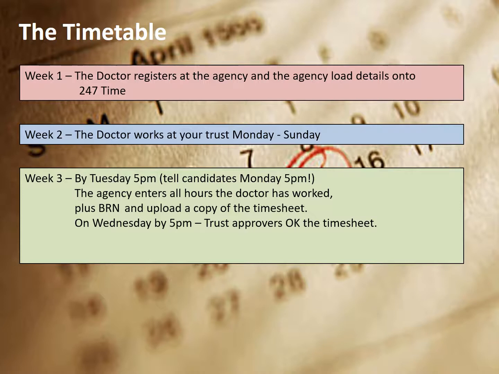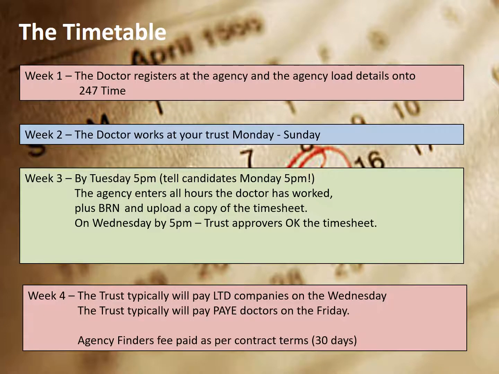So again, what we're looking for is BRNs, hours that the candidates worked, and a copy of the timesheet as well. And typically on a Wednesday by 5 PM, the trust approvers will go in and say, yes, I'm happy with that, or not, as the case may be, and put some information in notes, and then click OK to the timesheet to approve it, and then consolidation happens typically the following week.